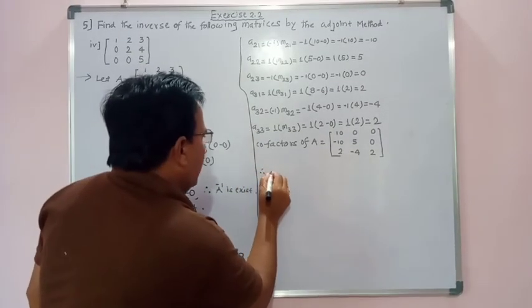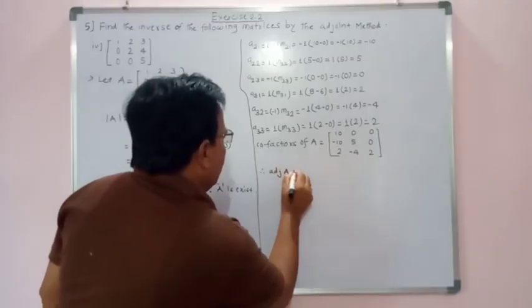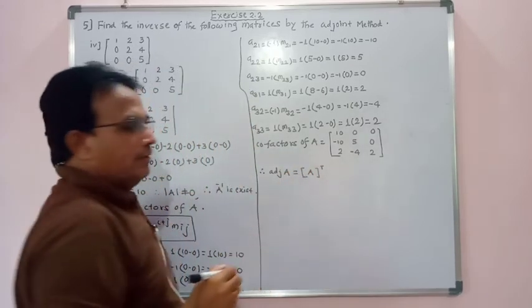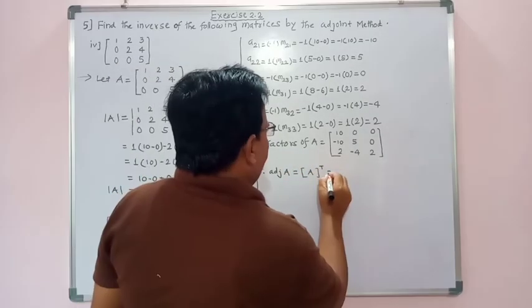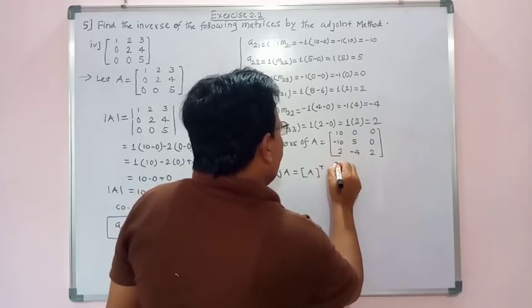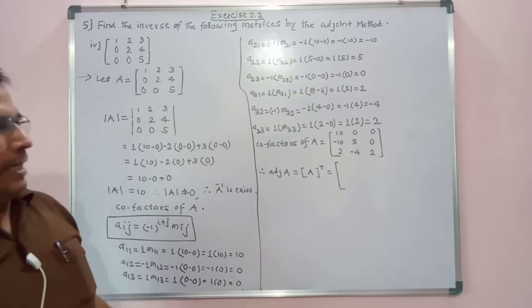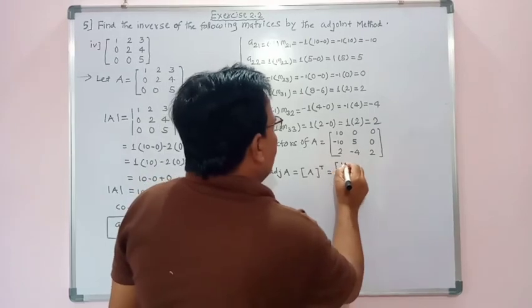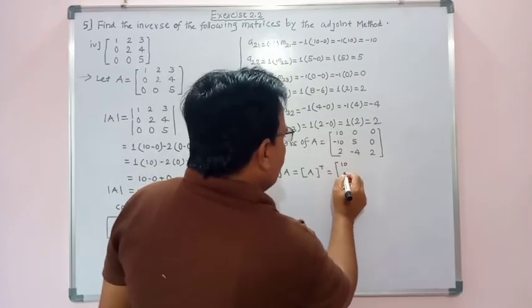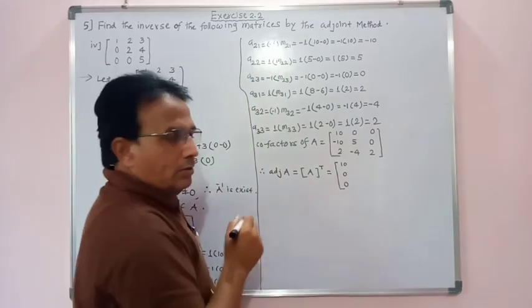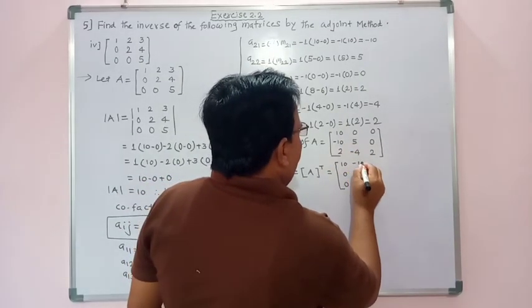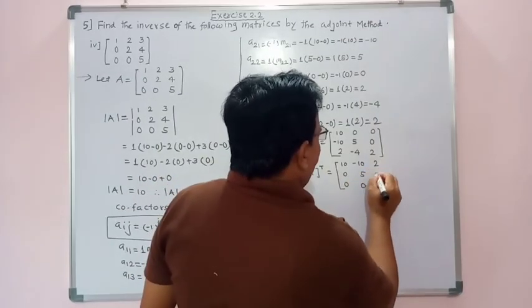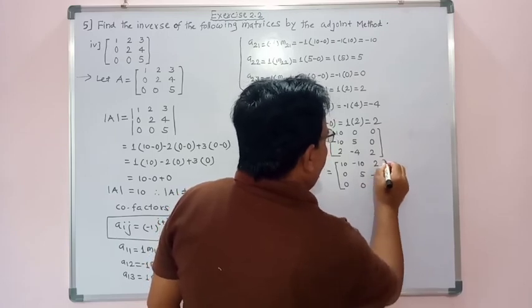Find the value of adjoint A. Adjoint A equal to transpose of the cofactor matrix. Transpose means interchange row and column. First row, interchange first column: 10, 0, 0. Second row, interchange second column: minus 10, 5, 0. And third row, interchange third column: 2, minus 4, 2. This is the value of adjoint A.